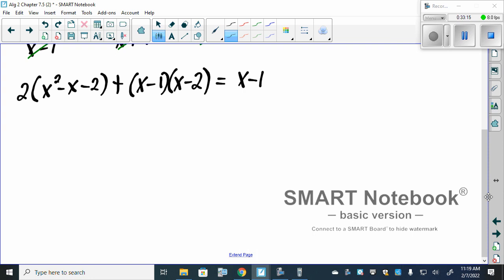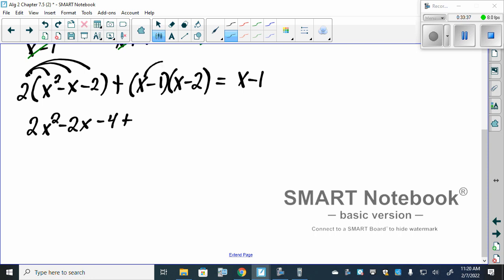Now, at this point here, we do need to distribute, and then we'll combine like terms. So for the first one, we're going to distribute the 2. Well, 2 times x squared is going to be 2x squared. 2 times our negative x is going to be negative 2x. And 2 times negative 2 is going to give us a negative 4.